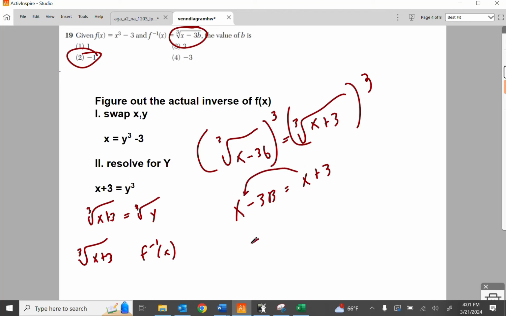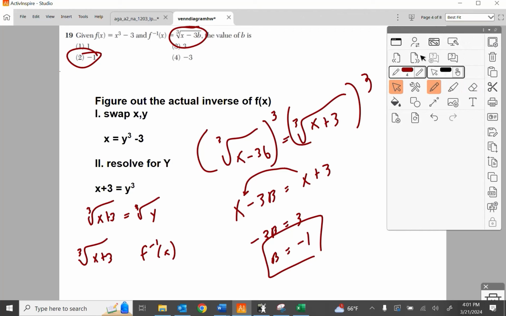You'll shift your x's over, they'll disappear. And the b value is negative 1. Either way you do it. But I think once you actually write the inverse and you do a lineup process, it should be pretty obvious what the actual value of b is.